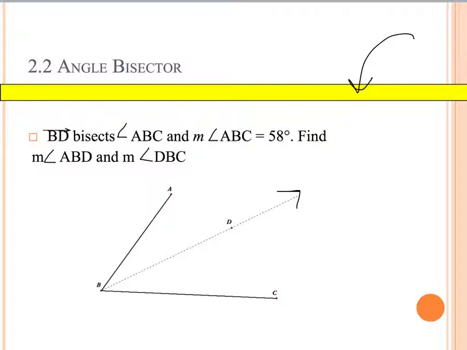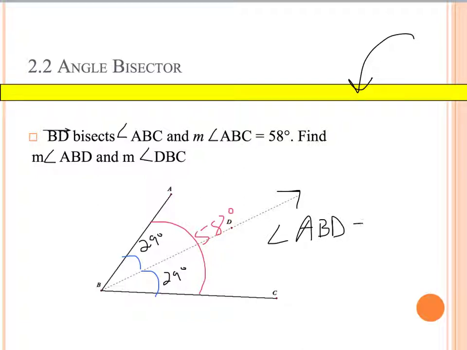Ray BD bisects the entire angle, which means ABD and DBC are going to be the exact same angle. They're the exact same measure. So, if this entire angle, I'm going to put this in red, is 58 degrees, we need half on one side, half on the other. So if we divide 58 by 2, ABD is going to be 29 degrees, and DBC is the exact same, 29 degrees. So angle ABD, don't forget that angle symbol, is 29 degrees. Don't forget the degree symbol. And angle DBC is going to be equal to 29 degrees. Very nice. They're the exact same measure.